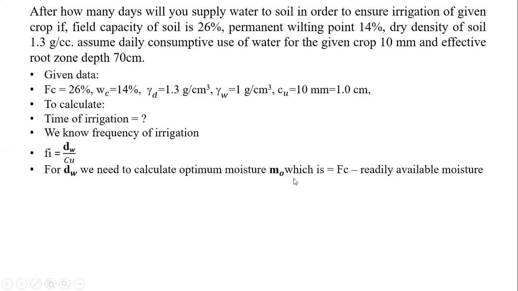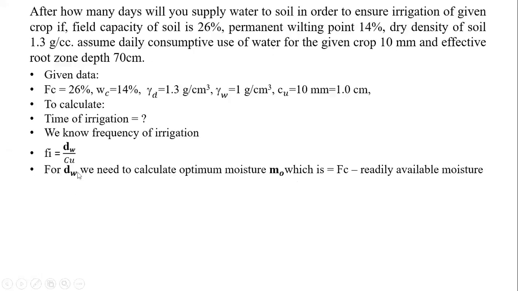Why is the optimum moisture content needed? Because in the equation of a DW, we are coming across gamma D by gamma W into field capacity minus optimum moisture content, isn't it? And that optimum moisture content is about 80% of the available moisture. That we'll see step by step.